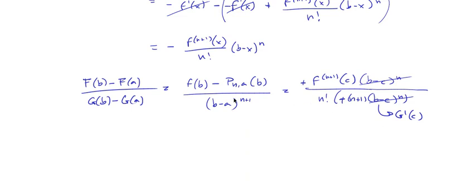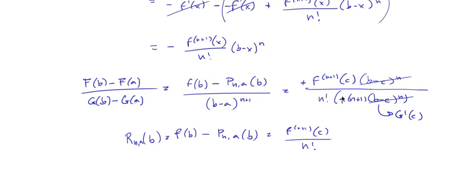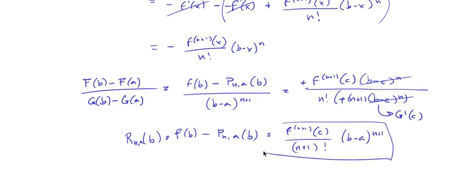And then we have that the difference between f at b and the polynomial at b, which is the remainder, remember, at b, is equal, if you multiply by (b minus a), to the n+1 derivative at c divided by (n+1) factorial, right? This is (n+1) factorial times (b minus a) to the n+1, which completes the proof. Okay, this is the form that we were looking for.